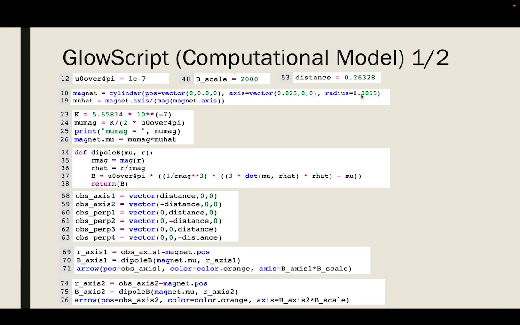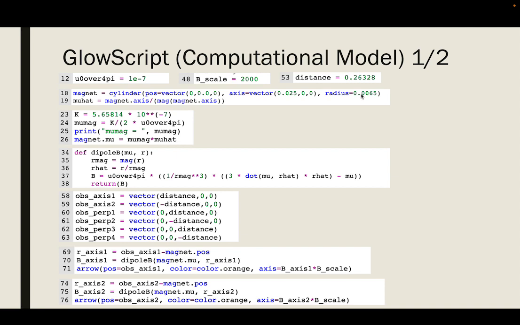On the next slides, I have included lines of closed group code that I have edited to calculate B at 45 degrees. On lines 12, 18, 19, 53, and 48, I included initial measurements, constants, and scales. On lines 23 to 26, I calculate K and the magnetic dipole moment. Then on lines 34 through 38, I have a function that calculates magnetic field due to a dipole at specific locations. Then we create 2 on-axis and 4 perpendicular locations on lines 58 through 63.